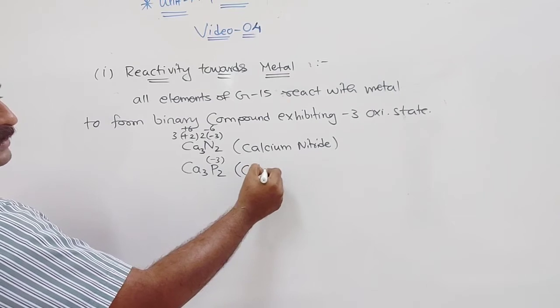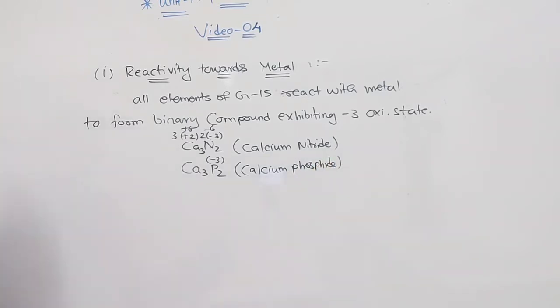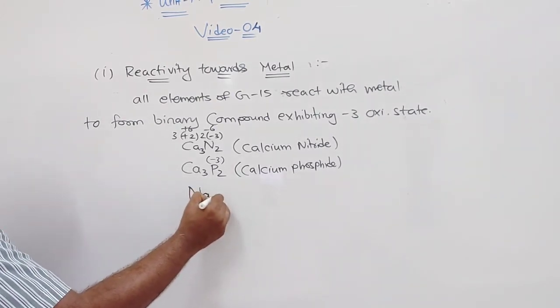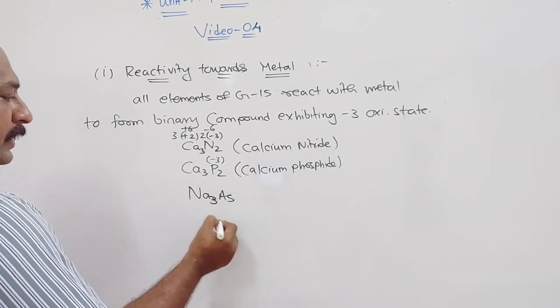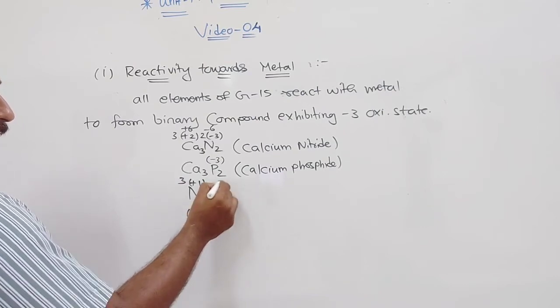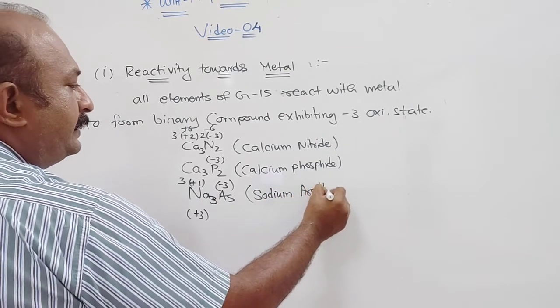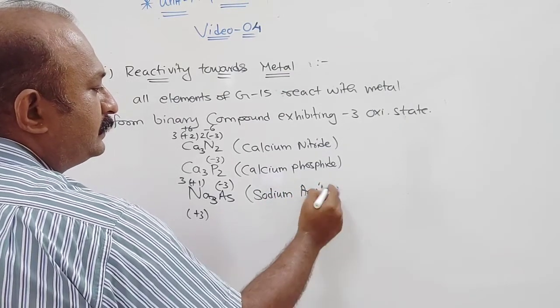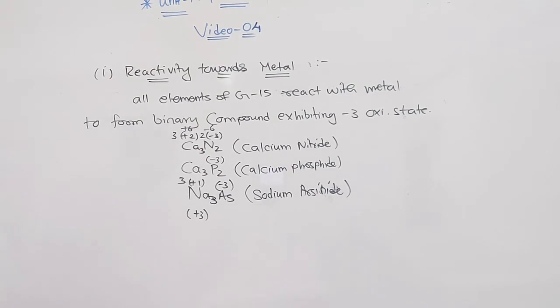So this is calcium phosphide. I think calcium nitride and calcium phosphide are understood. In the same way, sodium arsenide, Na3As. Sodium is +1 into 3, that is +3, and arsenide is -3. So here arsenic has -3 oxidation state.